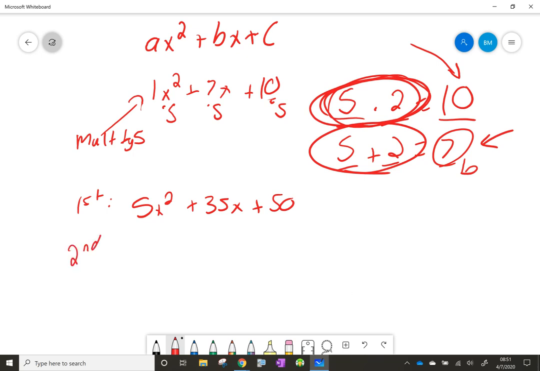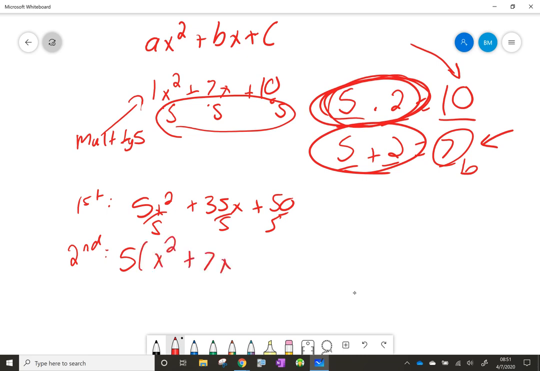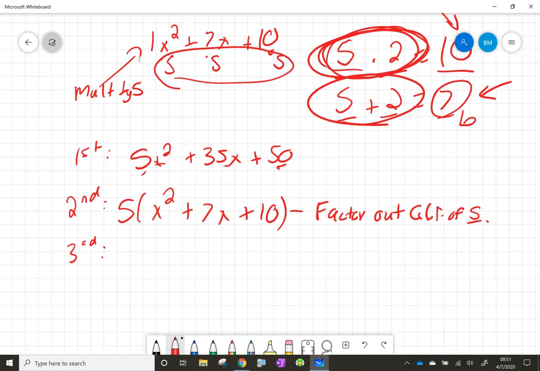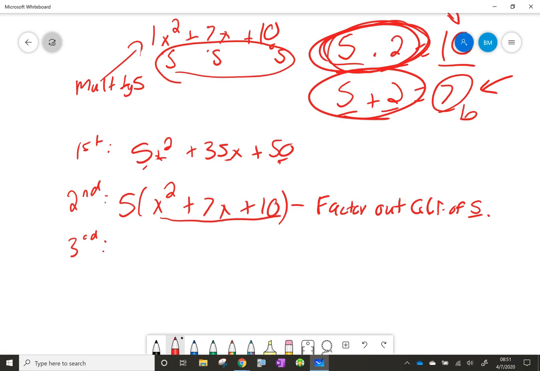The second equivalent form would be factoring this first one by GCF. Now, obviously, we know that every term is divisible by 5 since we just made every term multiplied by 5. So you can factor out that 5, and your new factored form would be 5 times x squared plus 7x plus 10. And my explanation would be: factor out GCF of 5. And then my final factored form would be to factor the x squared plus 7x plus 10.